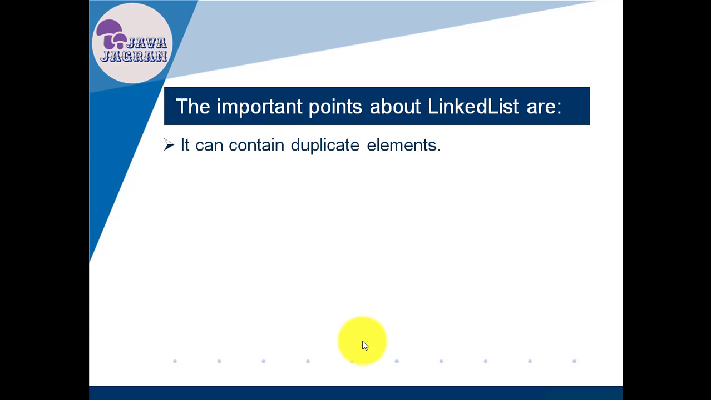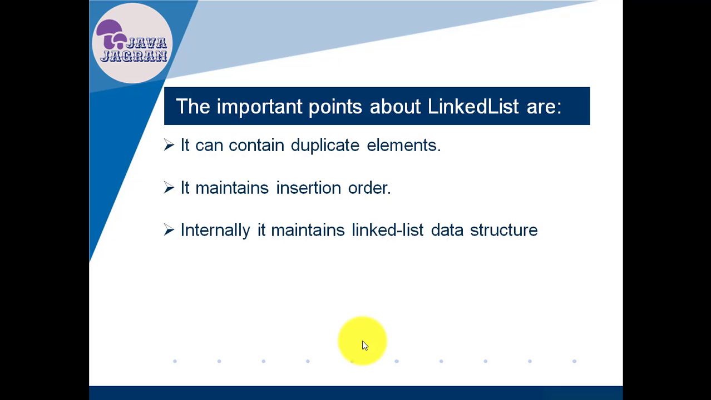Actually, the linked list can contain duplicate elements because, as you know, it's a list, one of the implementations of the List interface. So it's a list type collection, and it can contain duplicate elements. It maintains the insertion order. Internally, it maintains the linked list data structure.